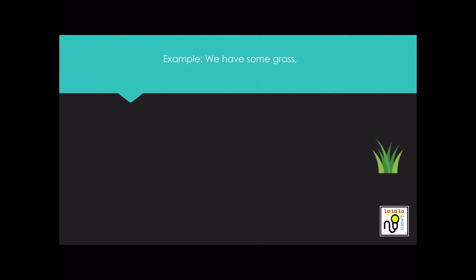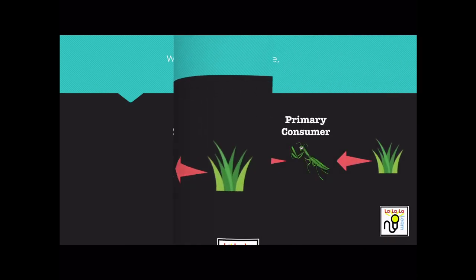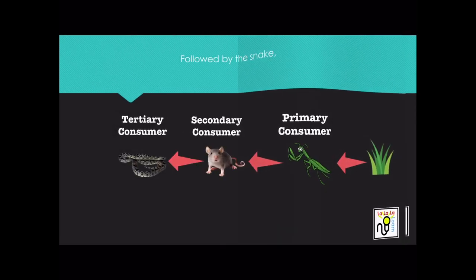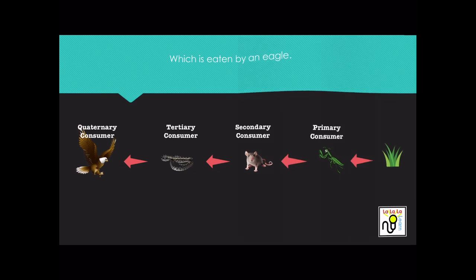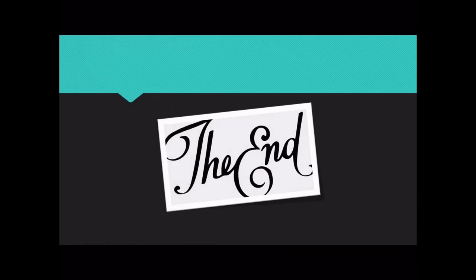For example, we have some grass, eaten by a grasshopper, eaten by a mouse, followed by a snake, which is eaten by an eagle, but they all return to the ground. The end.